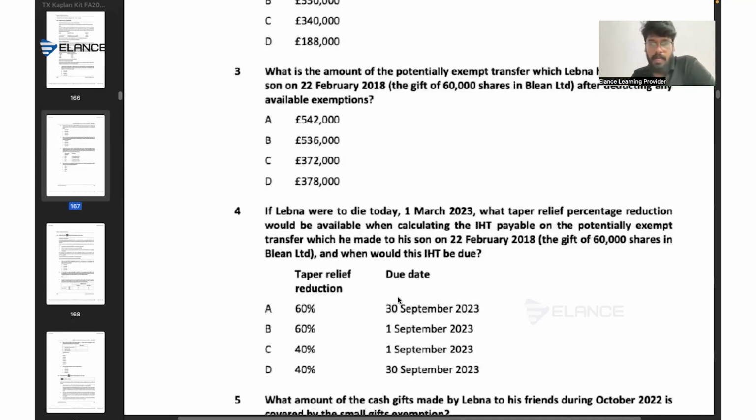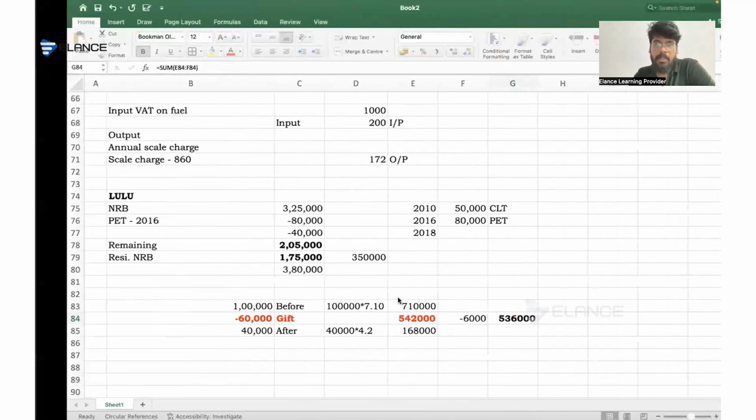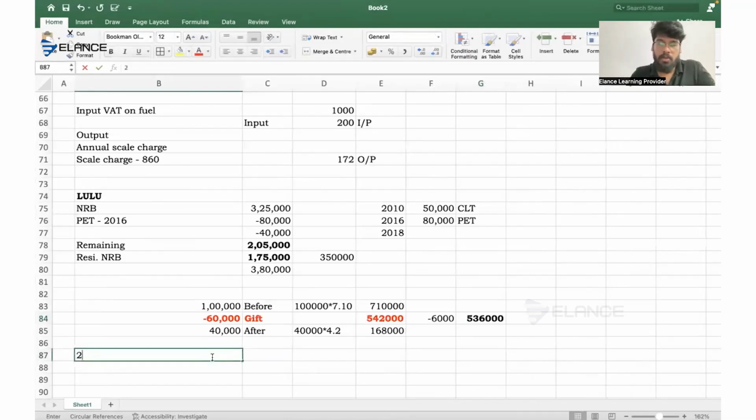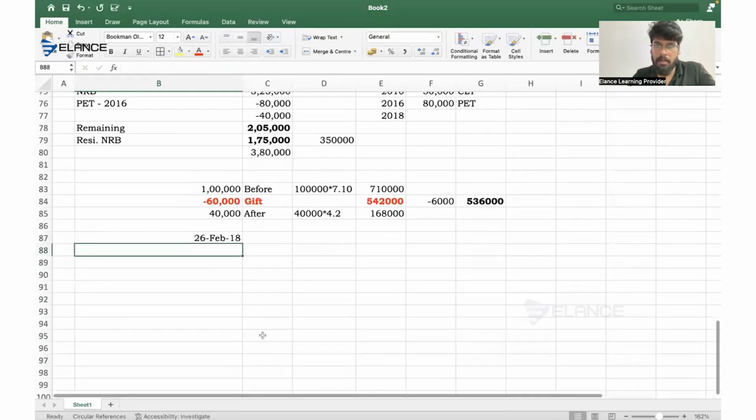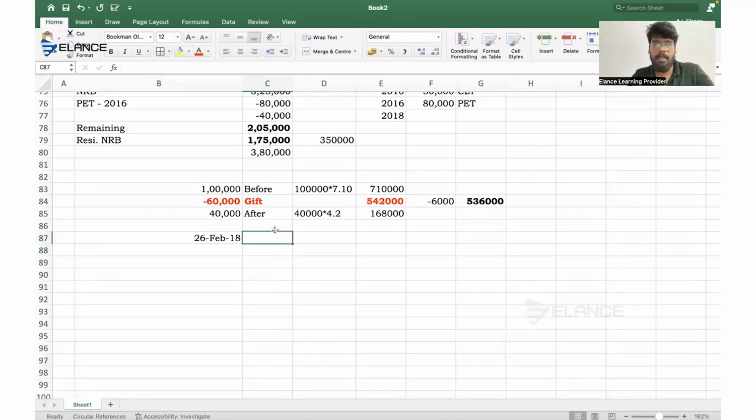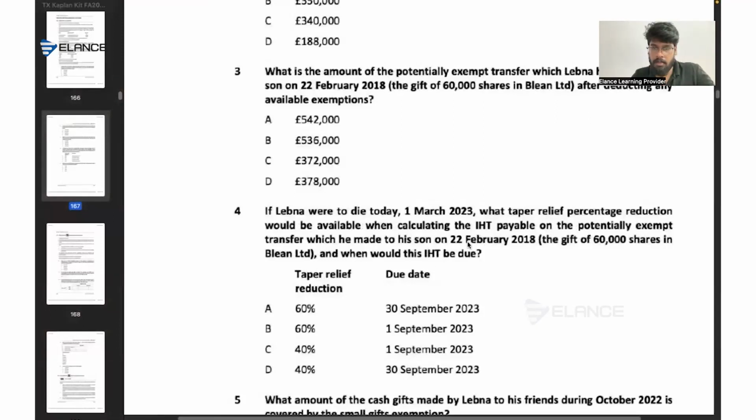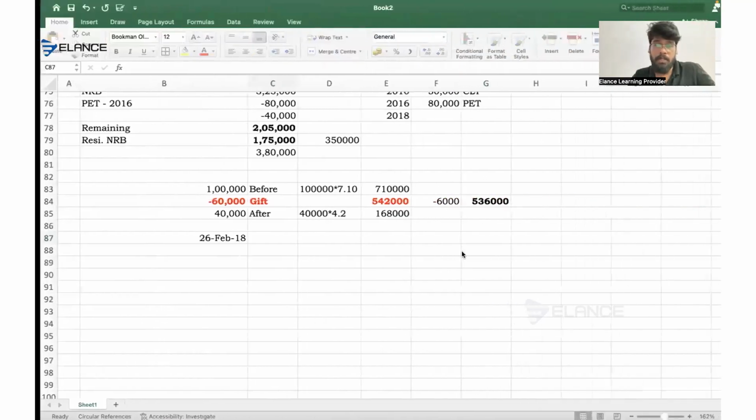If Lebna were to die today, 1st March 2023, what taper relief percentage reduction would be available when calculating the IHT payable on the potentially exempt transfer which he made to his son on 22nd February 2018? So this transfer was made on 22nd February 2018, the date he made the transfer to his son, and he died on 1st March 2023.